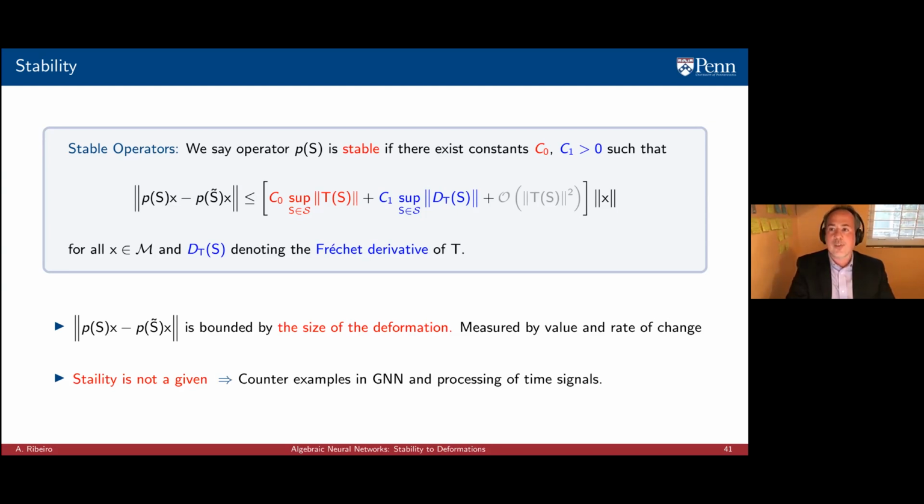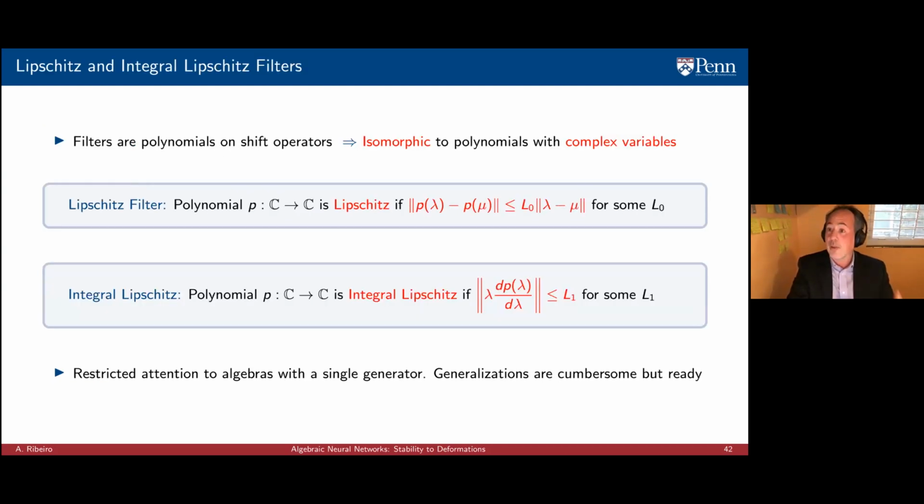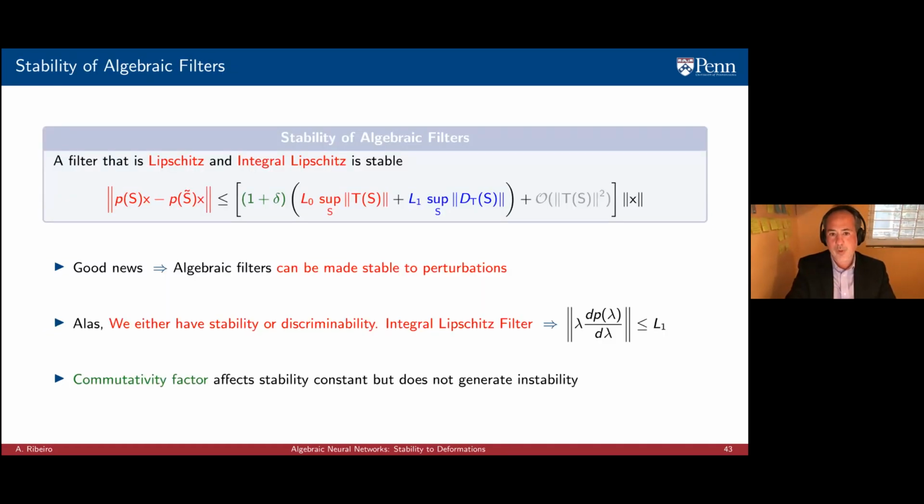Not all filters are going to be stable. In order for me to claim stability of filters, I need to introduce a restriction that they be Lipschitz and the restriction that they be integral Lipschitz. And these conditions are expressed over the field on which the filters are defined, which I can do because filters and polynomials over the field are isomorphic objects. If filters are Lipschitz and integral Lipschitz, they are stable.